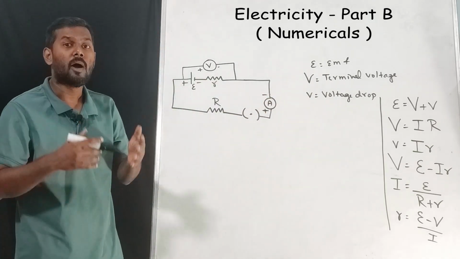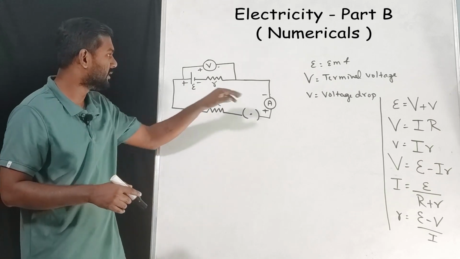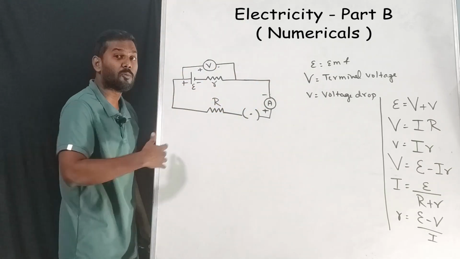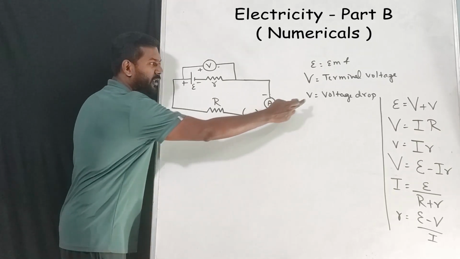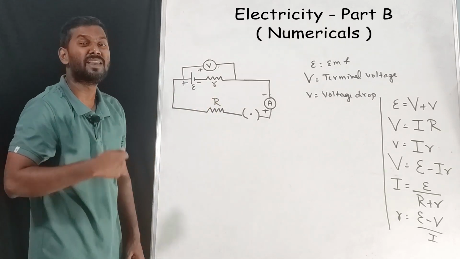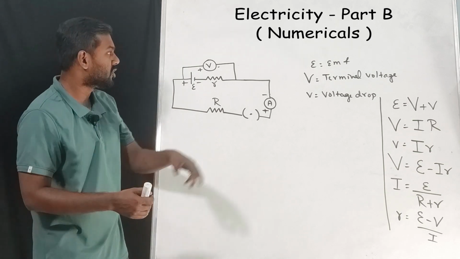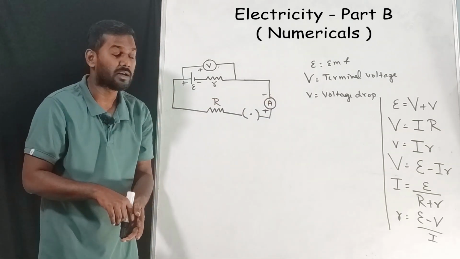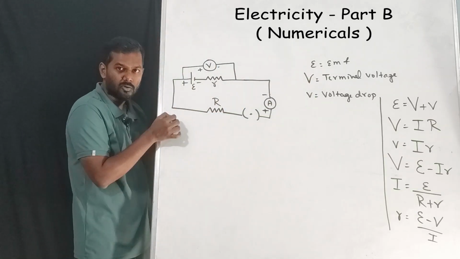Some voltage will be lost, that is nothing but voltage drop. After the voltage drop, how much voltage is remaining? That is nothing but terminal voltage. EMF is nothing but how much voltage we are getting from the battery. Voltage drop is nothing but, because of the resistance in the circuit, some voltage will be lost. That lost voltage is nothing but voltage drop. So after losing some voltage, whatever voltage is available right now, that is nothing but terminal voltage. So the important thing is about terminal voltage.